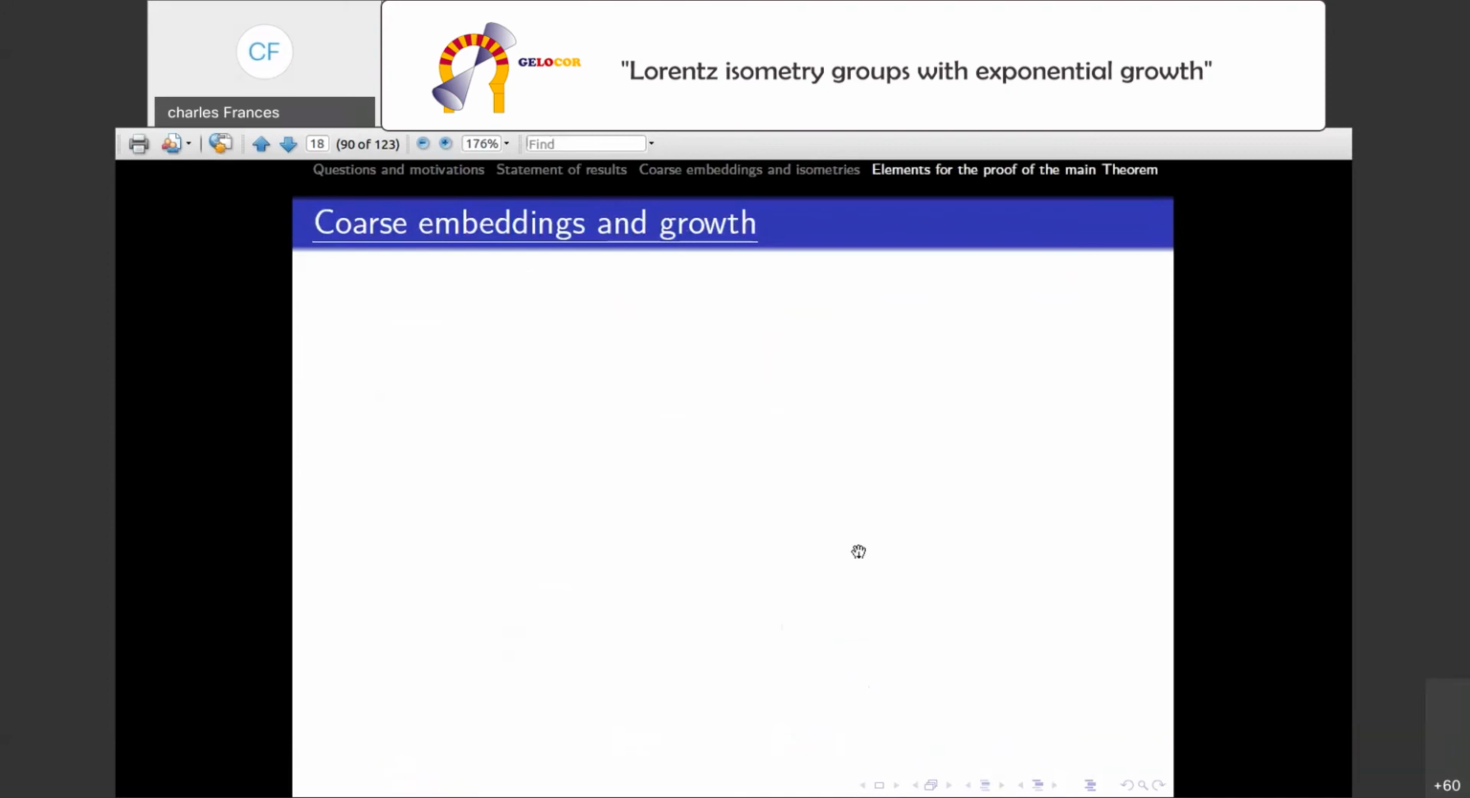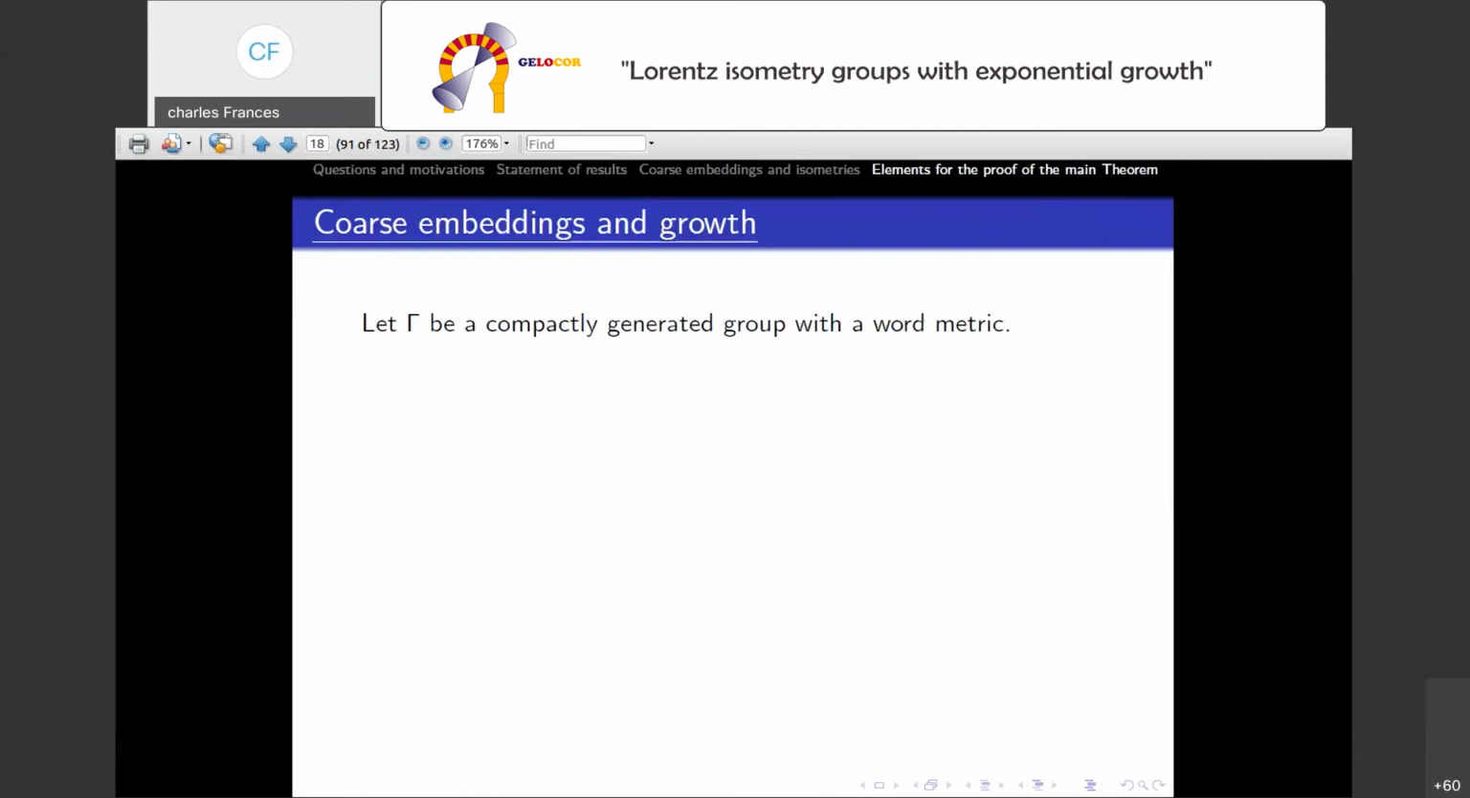So let me now speak about some invariants of coarse embeddings. Gromov's insight was that the notion of coarse embedding is weak, but strong enough to put constraints. Actually, not every space can be coarsely embedded in any other space. So he found invariants.